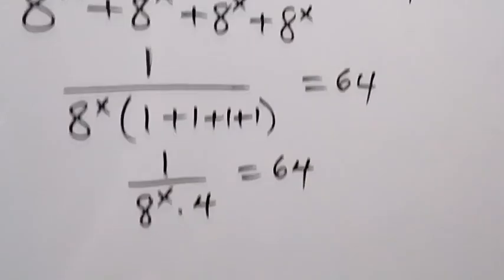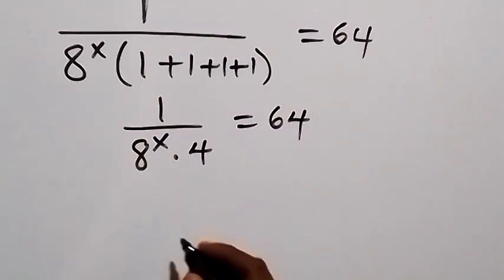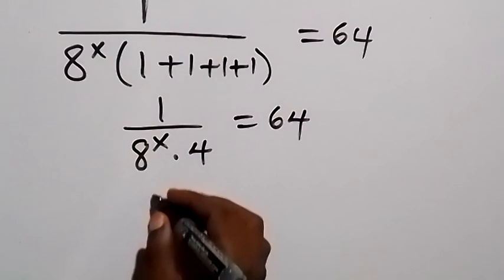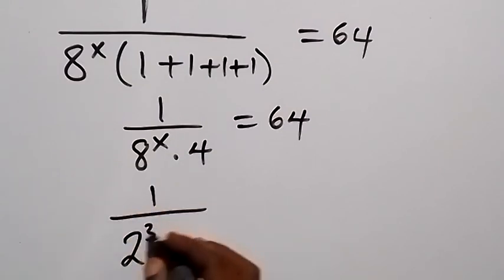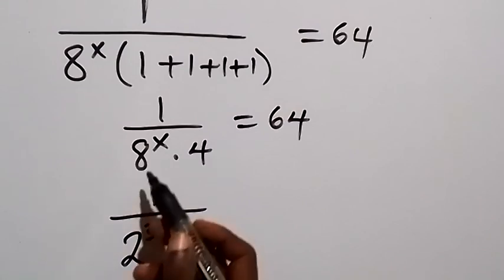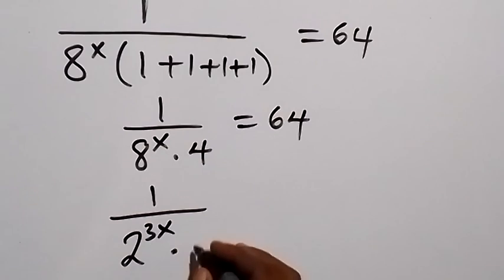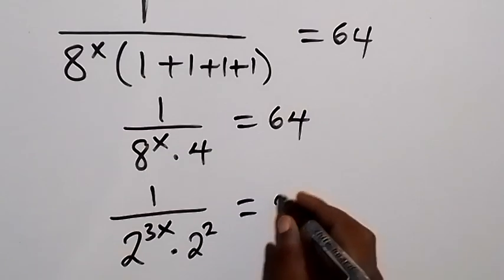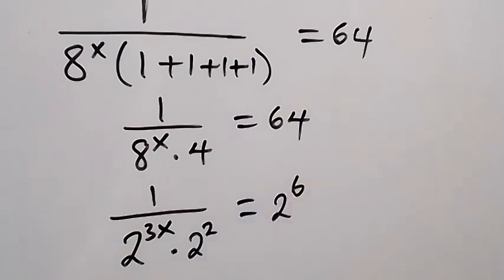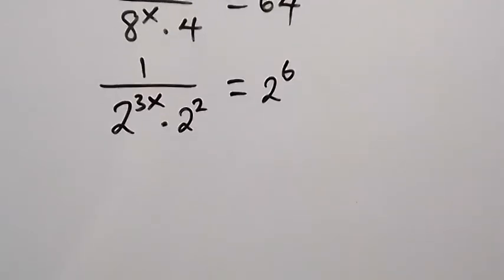And we can change all the numbers here to the number in base 2. So we have 1 over 2 raised to power 3x, because 8 can be written as 2 raised to power 3, then times 4 it can be written as 2 raised to power 2, which equals, here we have 2 raised to power 6. 64 can be written as 2 raised to power 6.